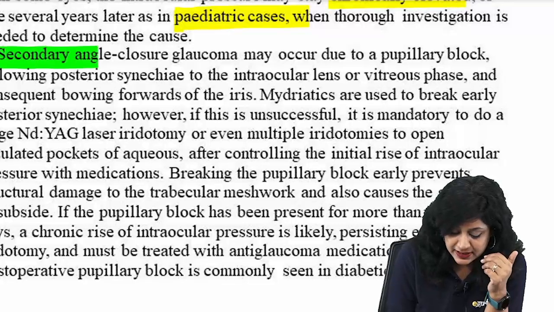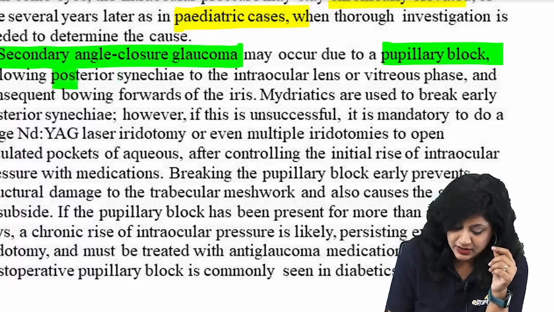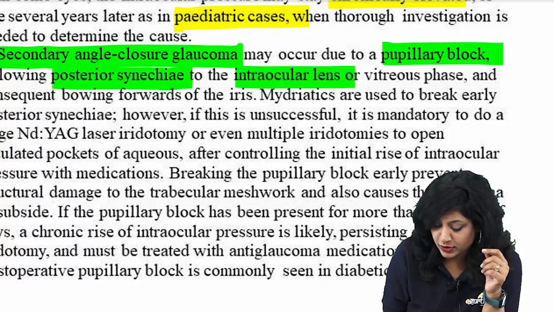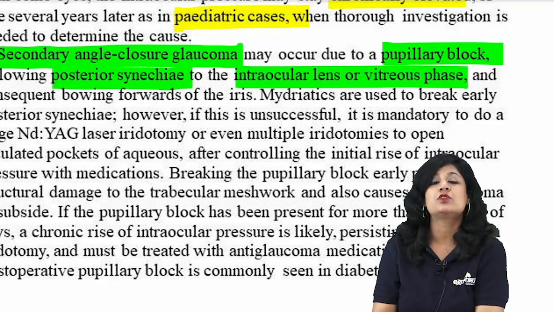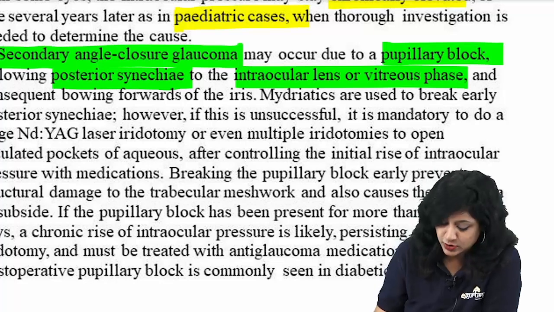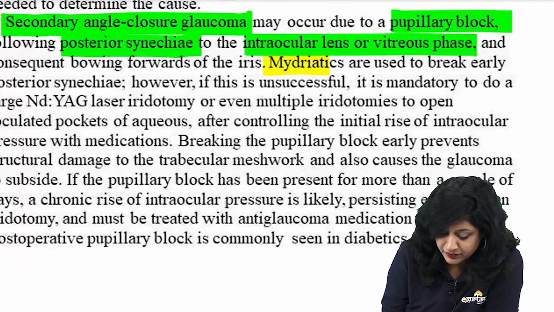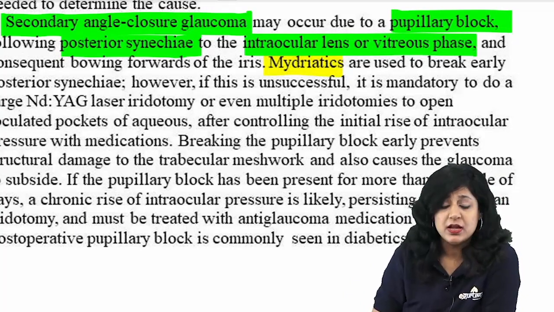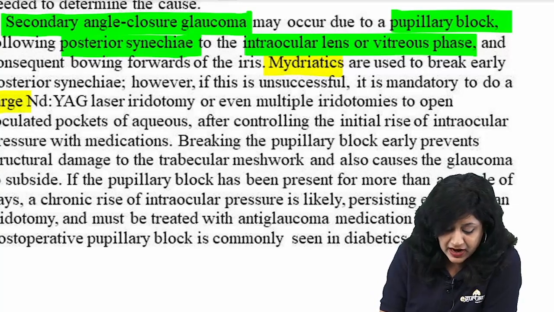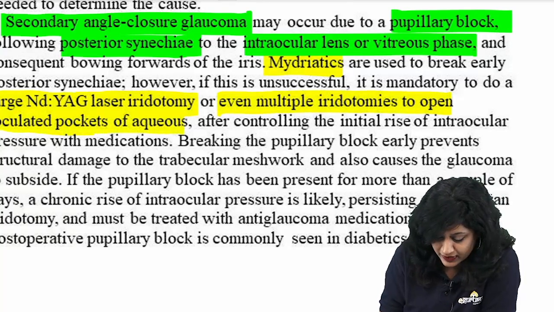Secondary angle closure glaucoma. Now, if I talk about the secondary angle closure glaucoma, this can occur due to the pupillary block. We can have posterior synechiae due to the intraocular lens or the vitreous phase, which is going forward towards the iris. So, we can have cases something like this also. And for breaking the posterior synechiae, we have got mydriatics. But if you are feeling that it is not successful, then it is mandatory to do a large Nd:YAG laser iridotomy, even multiple iridotomies to open the loculated pockets of aqueous humor.